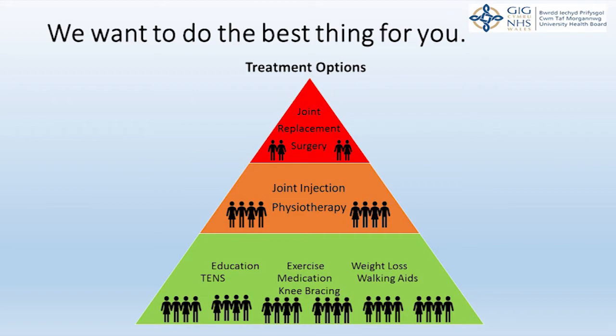Finally, we want you to make an informed decision about how we manage your knee pain. There are guidelines for the treatment of knee OA. These say that everyone with knee OA should try the treatments in the green part of the triangle on the screen. This includes self-management through following advice about exercise and weight loss, using simple pain medication, trying a knee brace or TENS machine, or a combination of all of these.